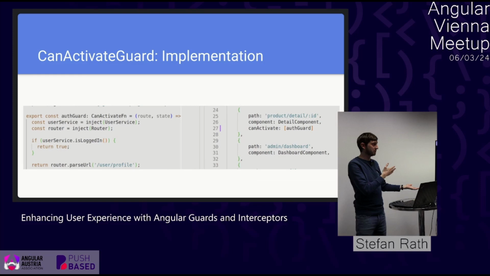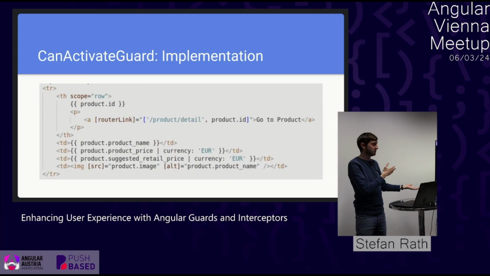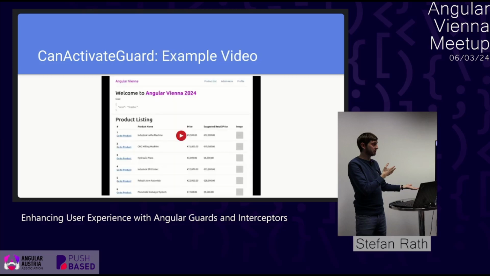Here on line 29 on the right side, 27 it is, with can activate auth guard, I just activated the guard so that I just added it to this root. So every time a user tries to enter, we see this. And we have our router link, go to product, visible for everybody. And I have an example video of how this looks like.